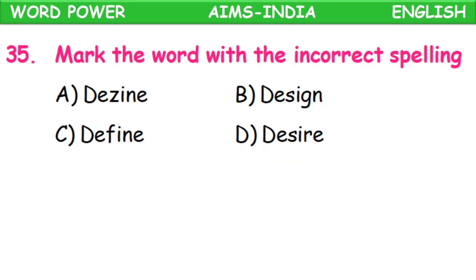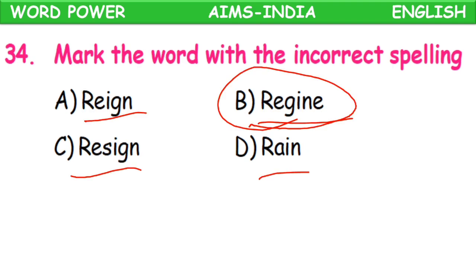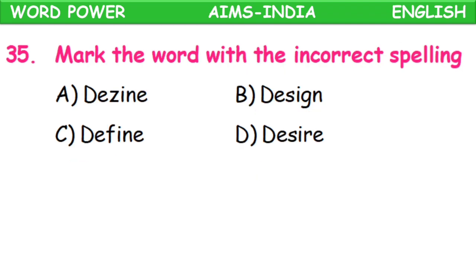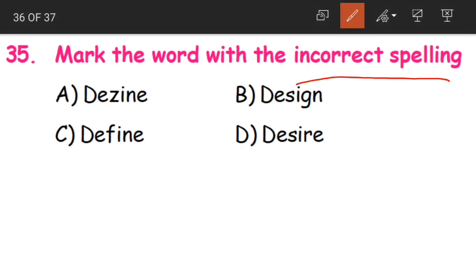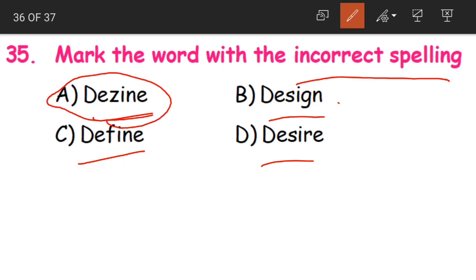Now 35th question, children, again the incorrect spelling. Design, design, define, desire. So here this is the wrong one, D-E-Z-I-N-E. The correct spelling of design is the B option, design, define, desire. Clear, children?